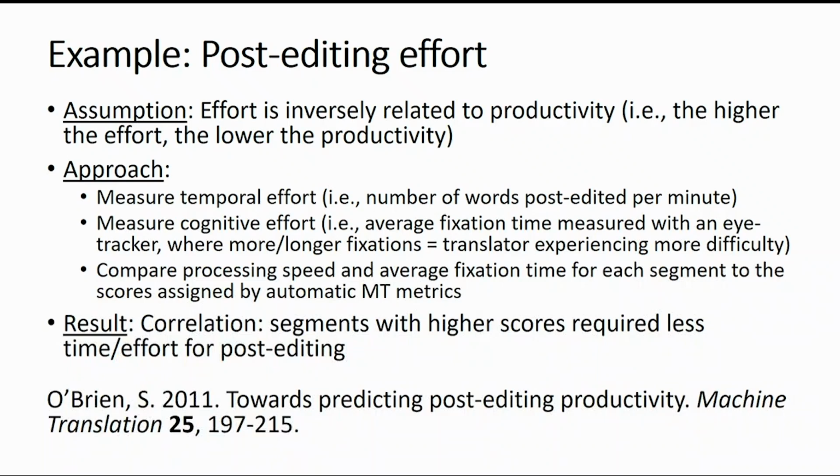And they compared the processing speed and the average fixation time for each segment of the text to the scores that were assigned by automated MT metrics. So something like the Bleu score you might have heard of that tries to determine quality of machine translation. And the result of their study was that they found a correlation. The segments that had a higher score from the automated metric, like Bleu, so the segments that were determined to be better quality translations, required less time for post-editing. So they found a correlation there.